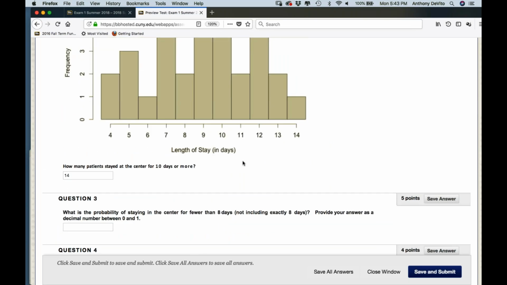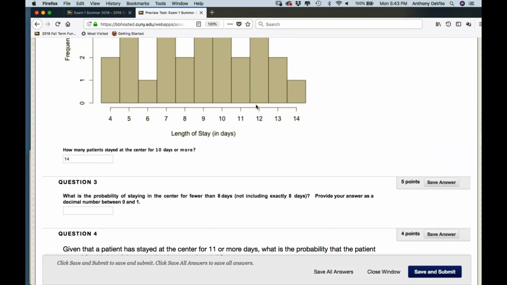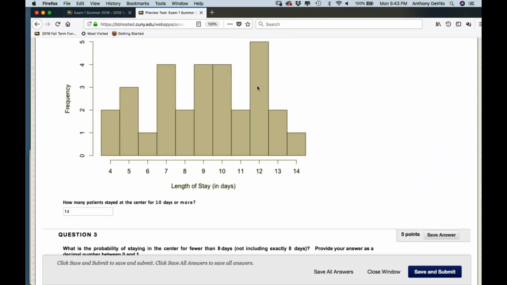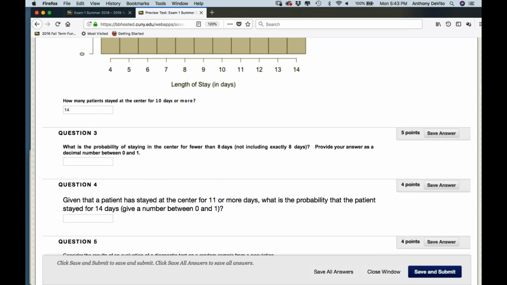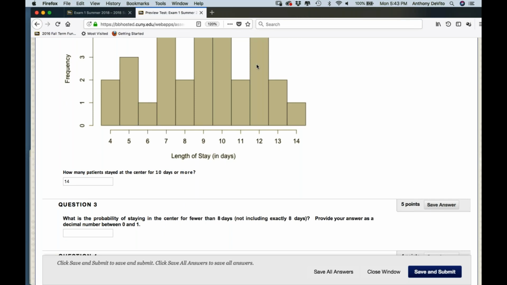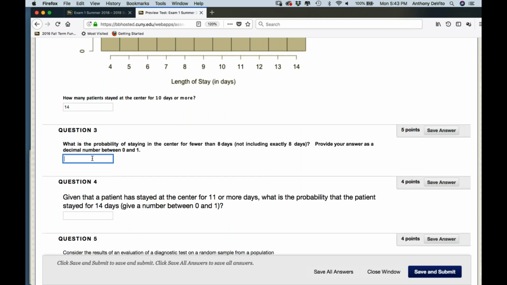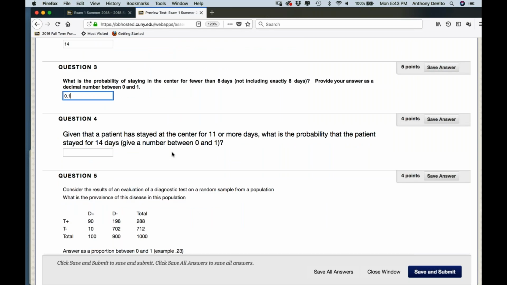Well, this is our first look at conditional probability. Given the condition that has occurred, that these people have stayed for 11 or more days, we're only going to examine people that satisfy that first condition. So that would be 2, 7, 9, 10 people. Given that there are 10 people, what's the probability that they stayed for 14 days? Well, only one person out of 10 that satisfied that initial condition stayed for 14 days. So that's going to be 10%. But since I asked you to provide it as a proportion or a probability, it's going to be 0.1.